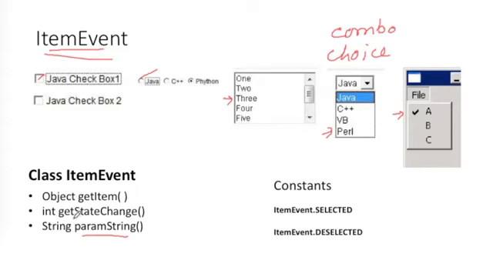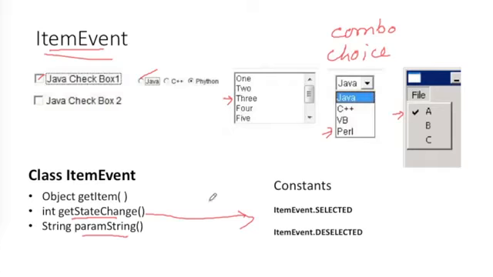Then next is get state change. So what is the change in the state? You can get it, whether it got selected or got deselected. So there are two possible states, and the values that it will return are these. When you call this function, you can take the value and compare it with any one of these, whichever you want, like selected or deselected.